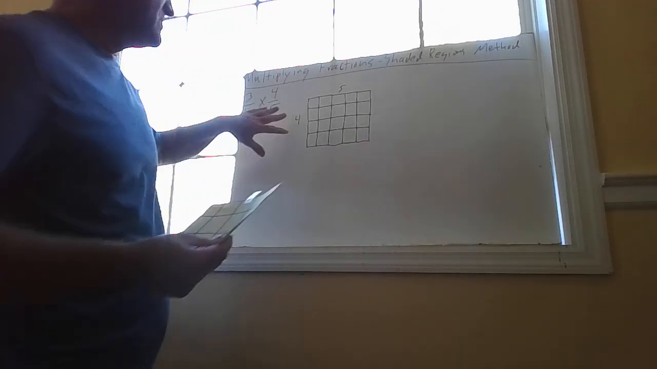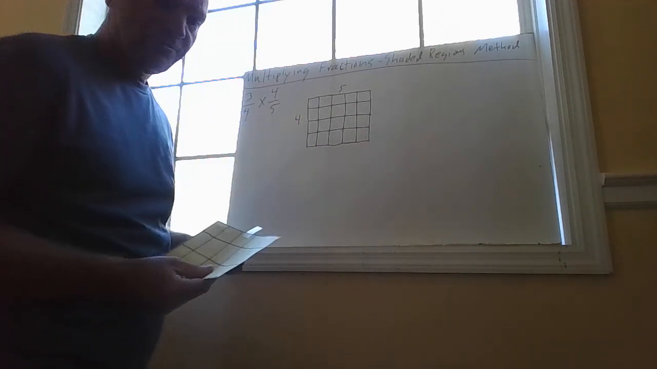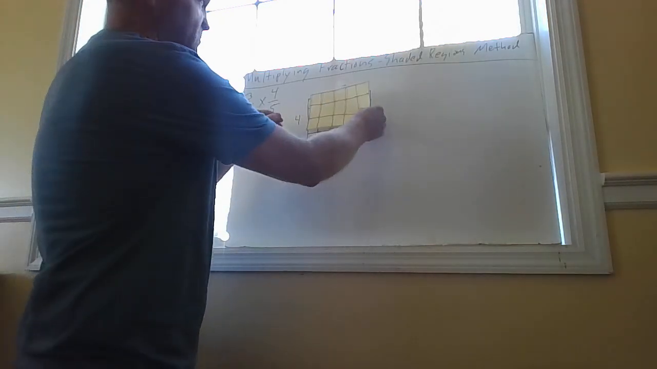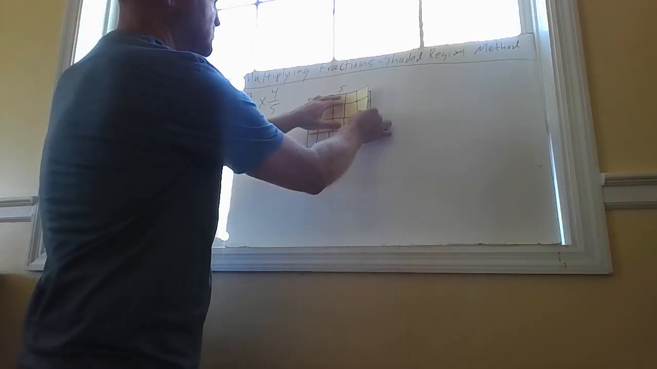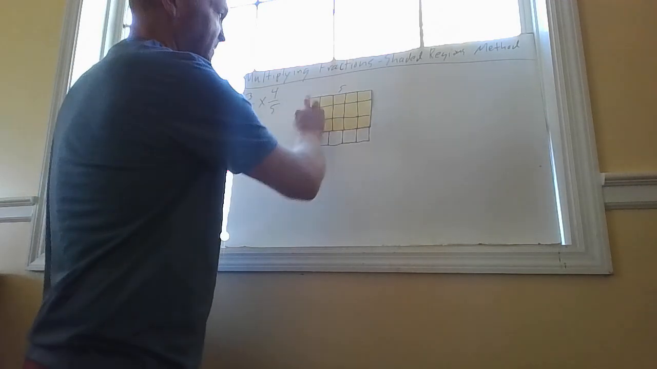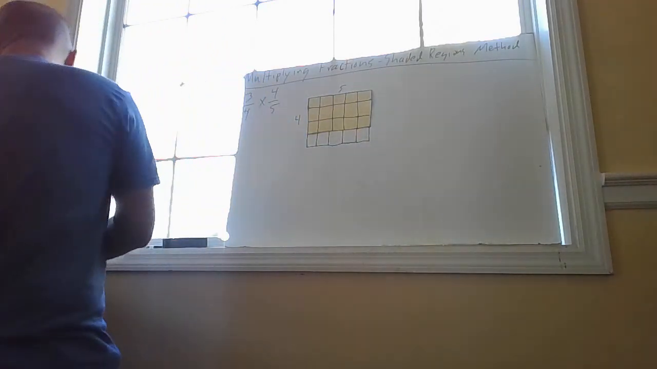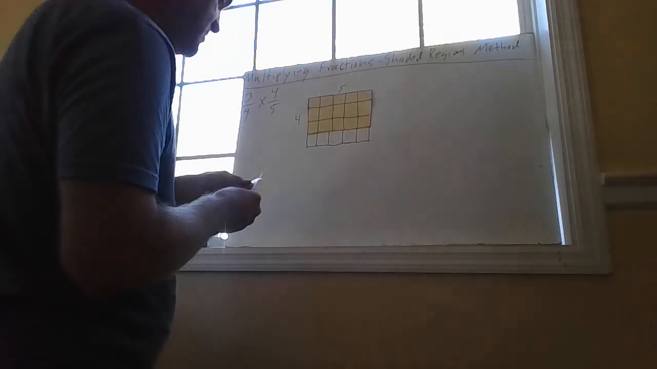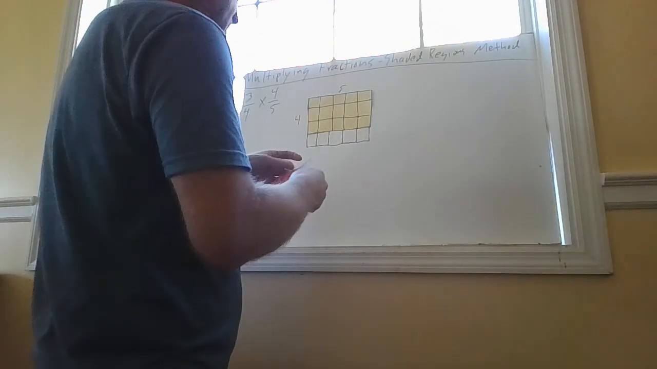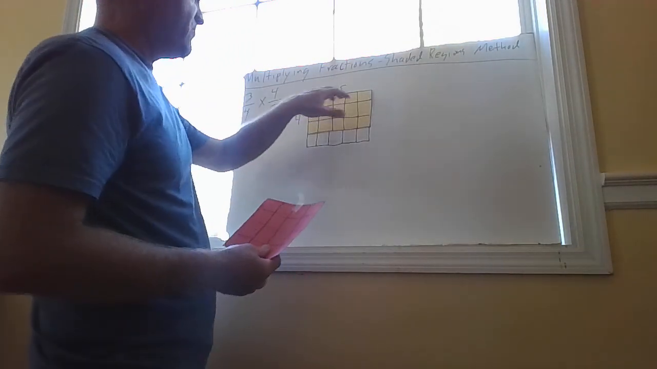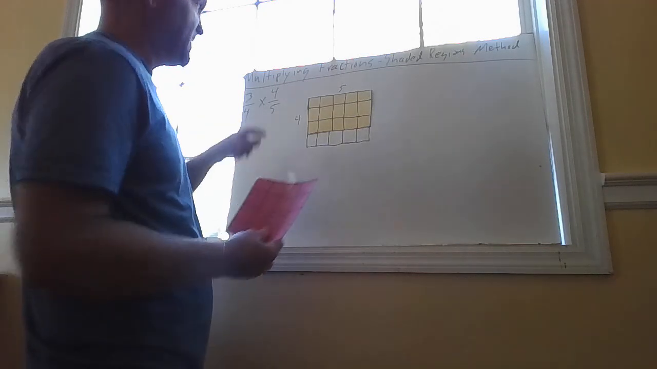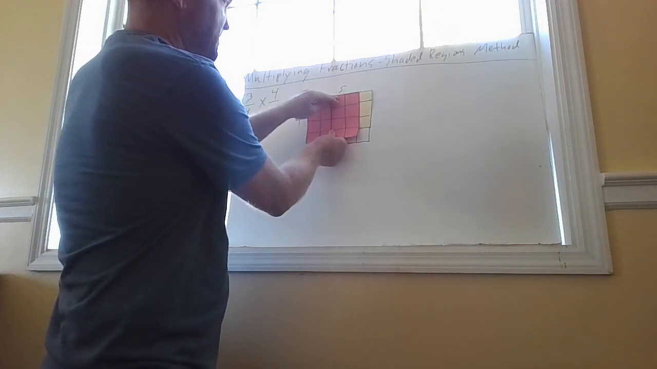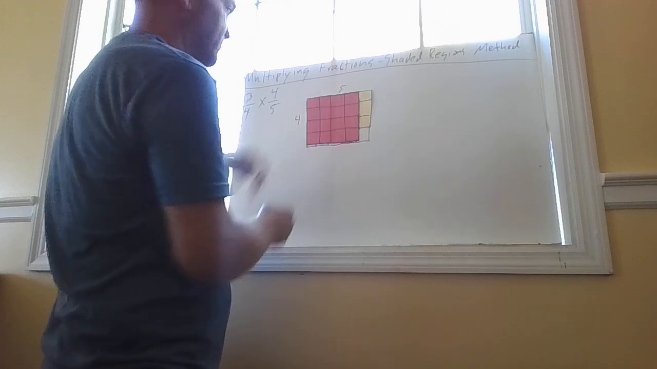Since I have my denominator represented here with 4 rows, I need to represent my numerator. So that would be 3 rows. I'm going to take that, and there are my 3 rows to represent my numerator. Now I need to do the same thing with my other fraction. So I have 5 columns for my denominator. I need to make that 4 columns to represent my numerator.